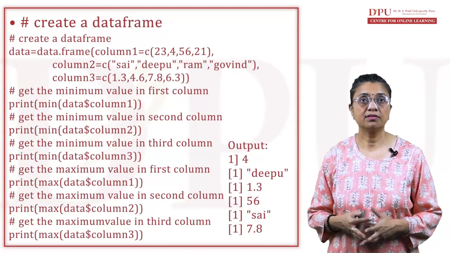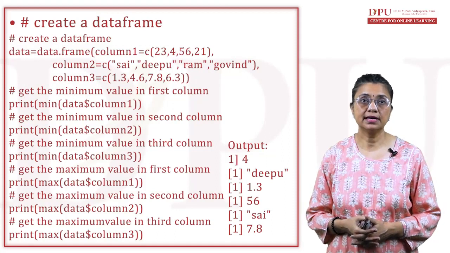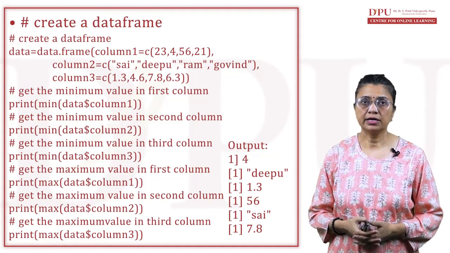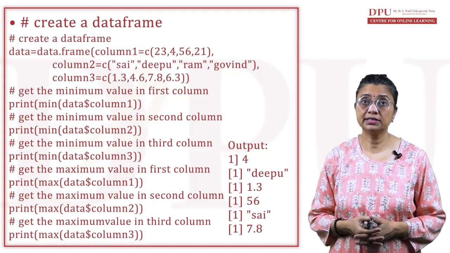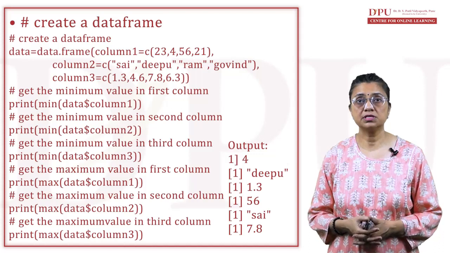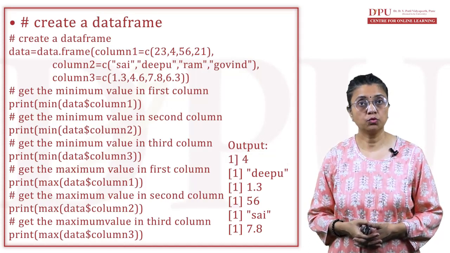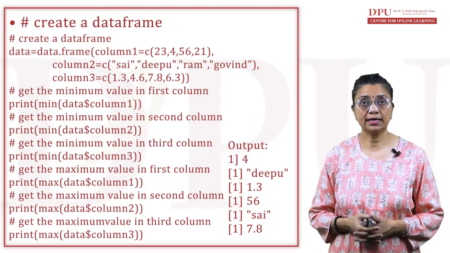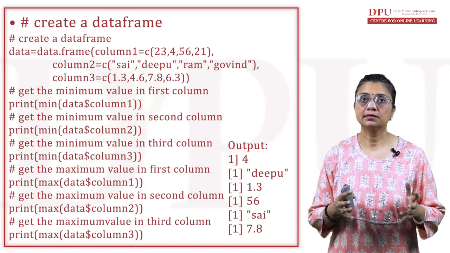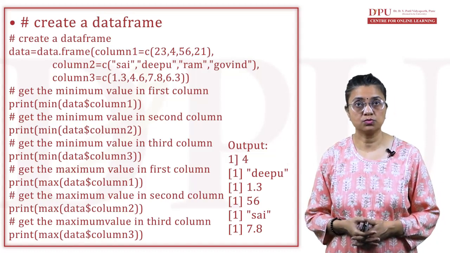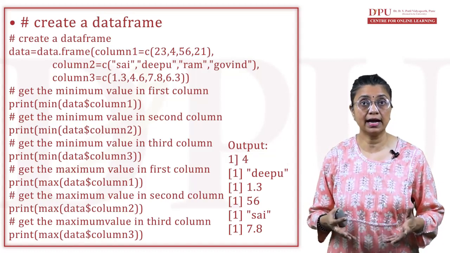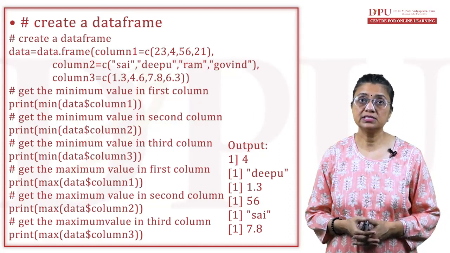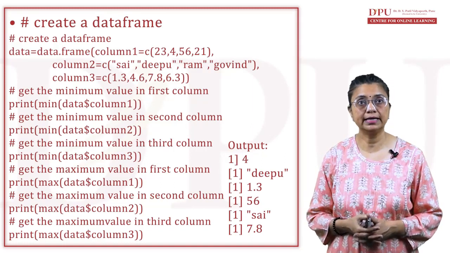Now, let's have a look at a data frame and understand the max and min functions. Creating a data frame, now you all know, this is a data frame where there are 3 columns. The first column is a vector with values 23, 4, 56 and 21. The second column is a vector with values Sai, Deepu, Ram and Govind. And the third column is again a vector with values 1.3, 4.6, 7.8 and 6.3. So these are the 3 columns, and these 3 columns are stored in the variable data.